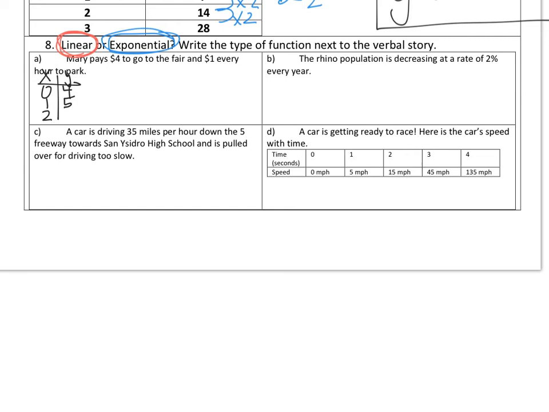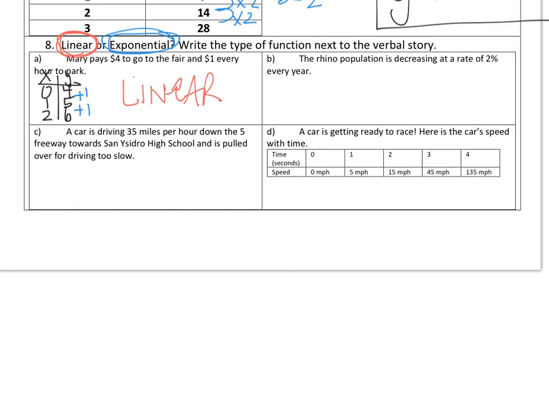Okay, how about after 2 hours? She paid $4 to go to the fair, $1 for the first hour, $1 for the second hour. She's looking at $6 total. So when I look at the table, I can clearly see that the change in this case is +1, +1. That means that this is a linear function. So for me, I like to organize my verbal story into a table to figure out what's going on.